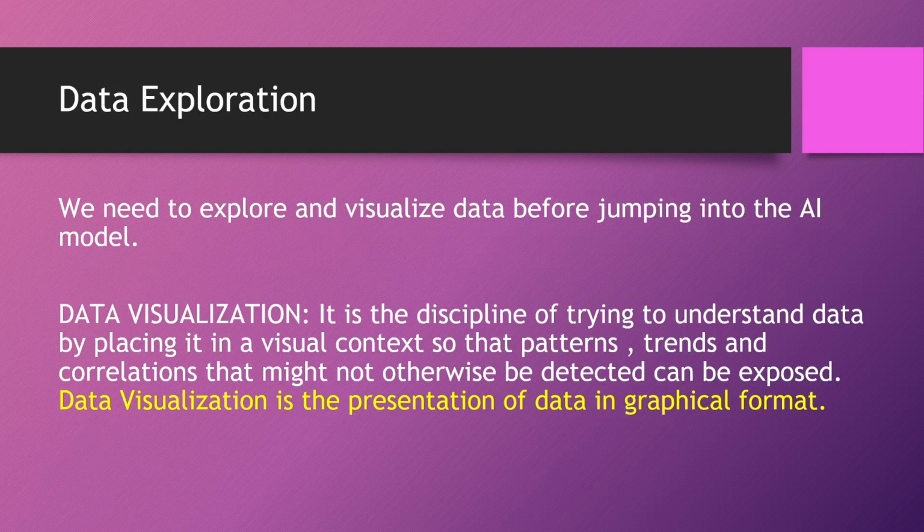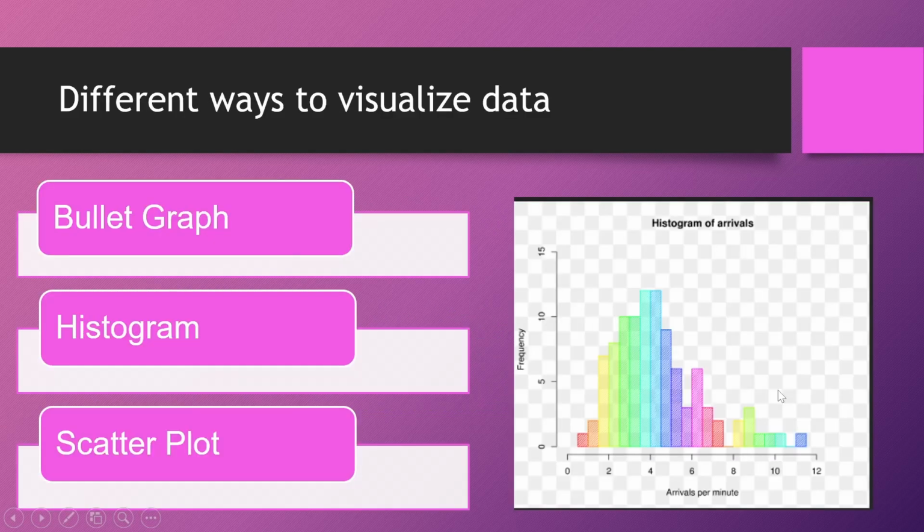Now, next comes stage 3, that is data exploration. Students, in this stage, we explore the data. The large data collected in stage 2, the data acquisition stage, is explored here. Here it is filtered, here it is visualized. Here is another term, data visualization. Basically, it is the discipline of trying to understand data by placing it in a visual context so that the patterns, trends, and correlations that might not otherwise be detected can be exposed. So data visualization is the presentation of data in graphical format.